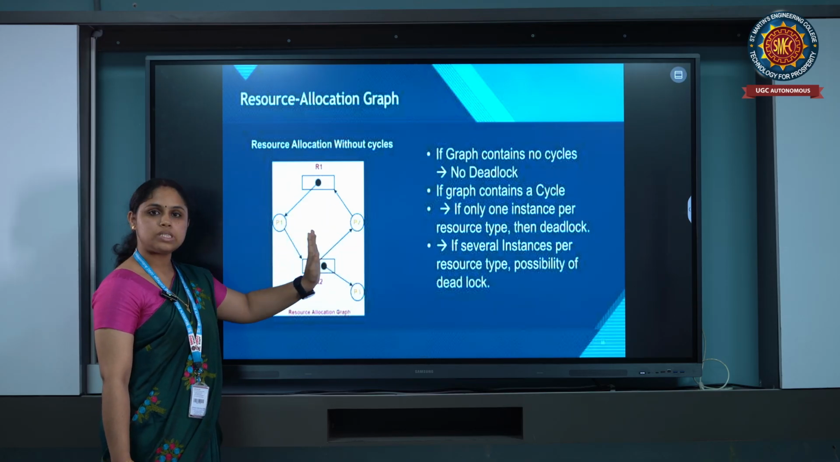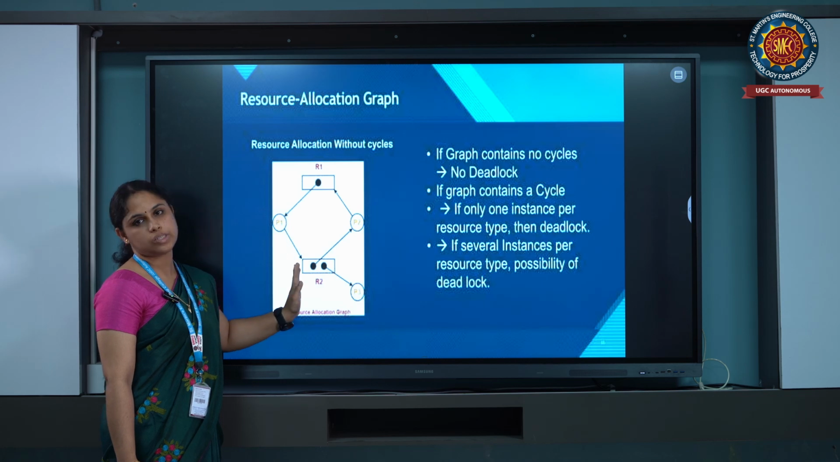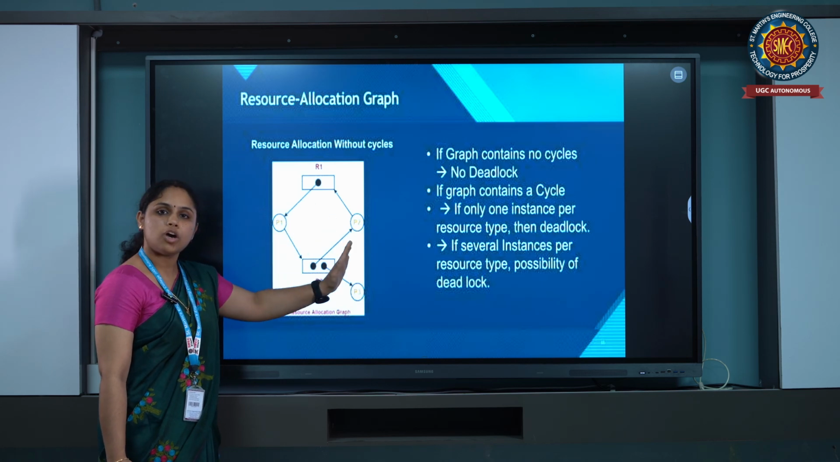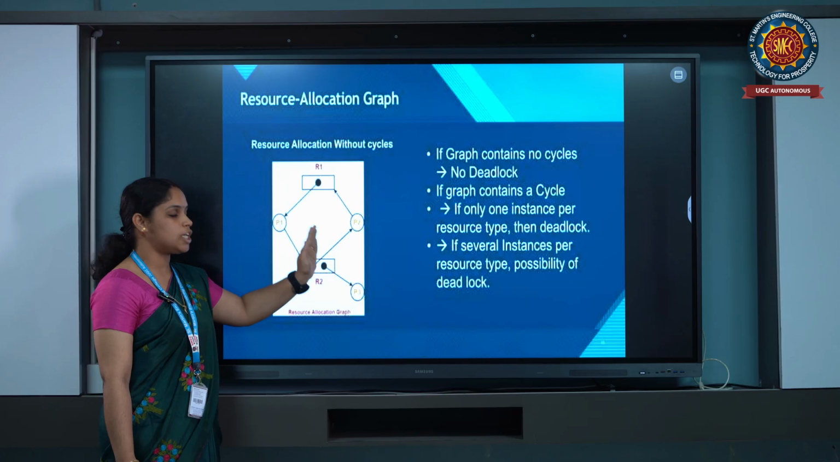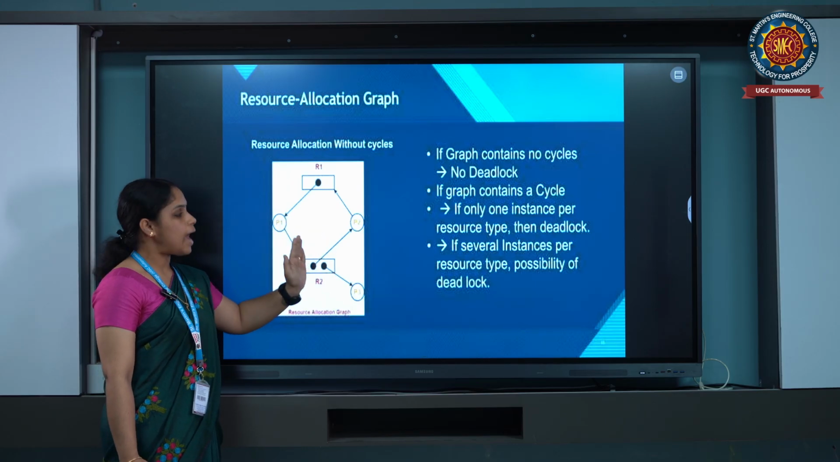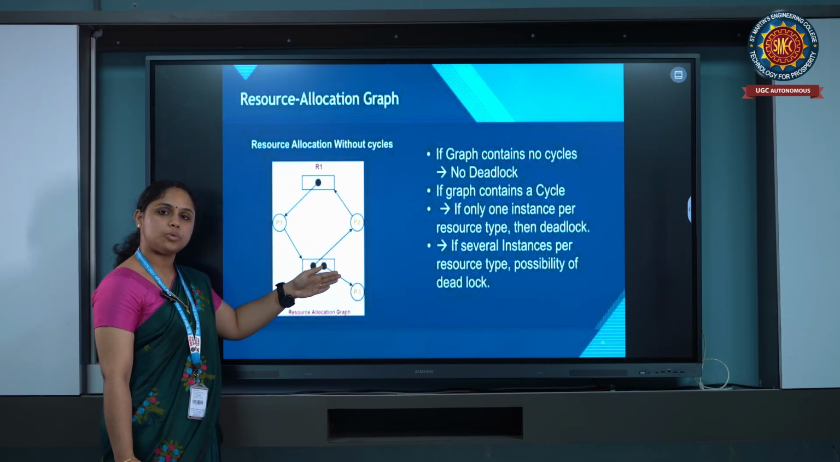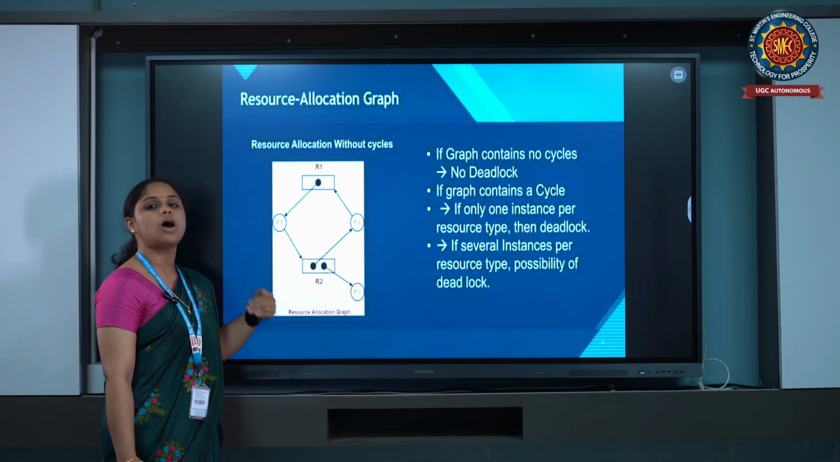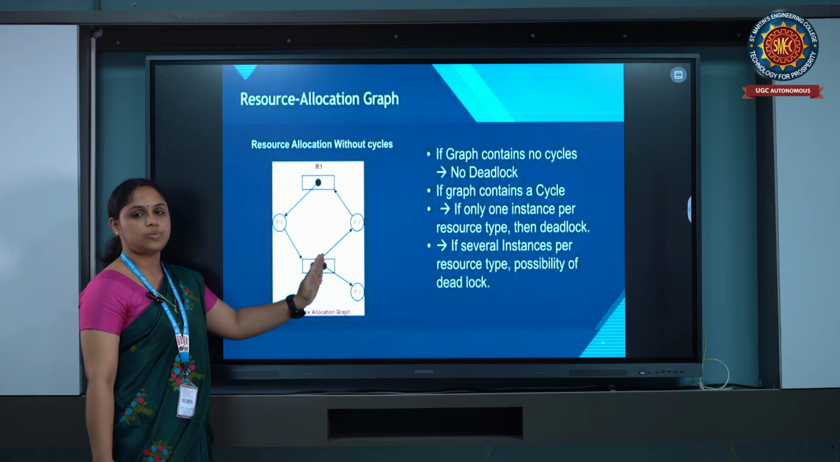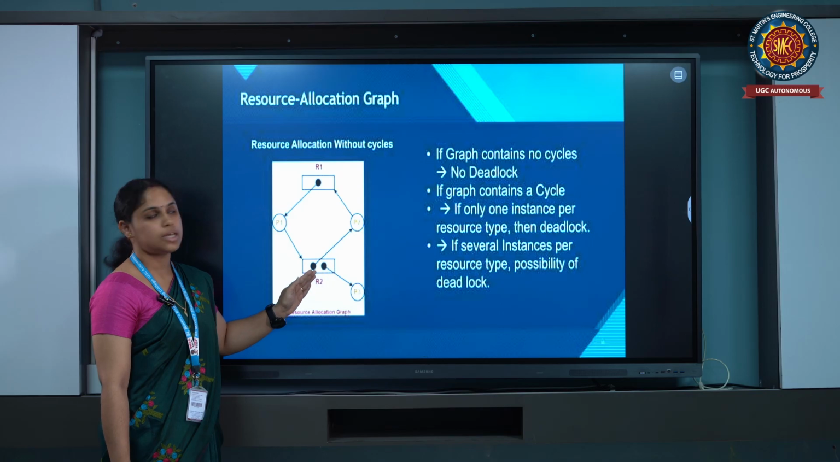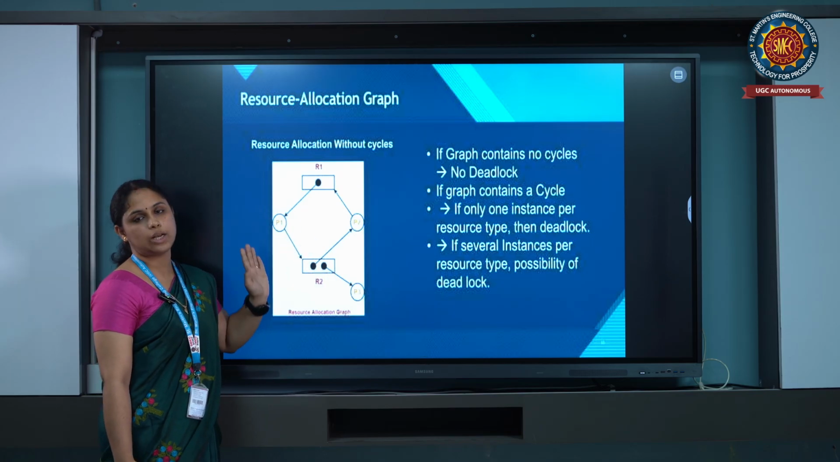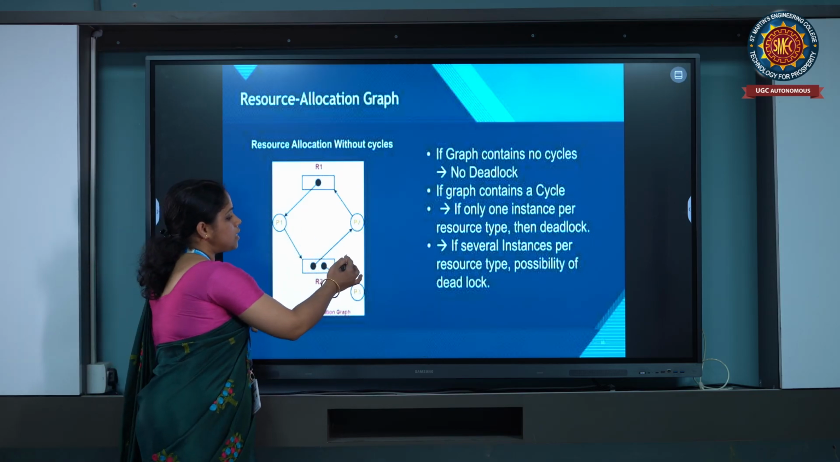So there is no blocking of processes. There is a possibility of continuing the execution of each process, and they can complete their execution without deadlock. So this is the situation of multiple instances in a resource allocation graph. Now we will see another example.